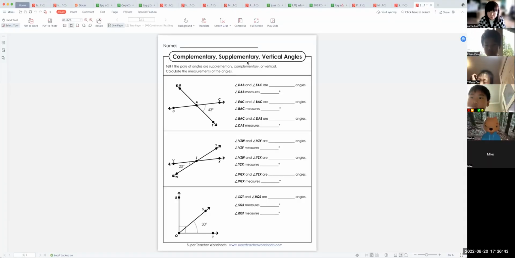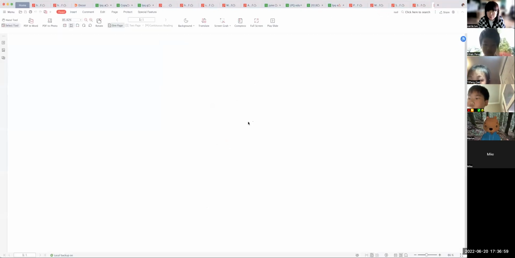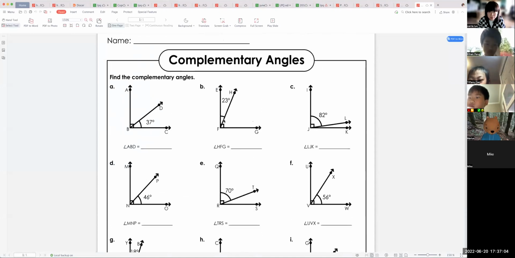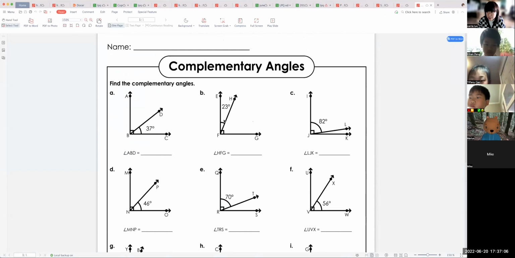Okay. So let's take a look at this one. Today we're going to learn what is complementary, what is supplementary, and vertical angles. Starting with this one, we're going to think about how to do the complementary angle. When two angles plus together equal 90 degrees, we call it a complementary angle.